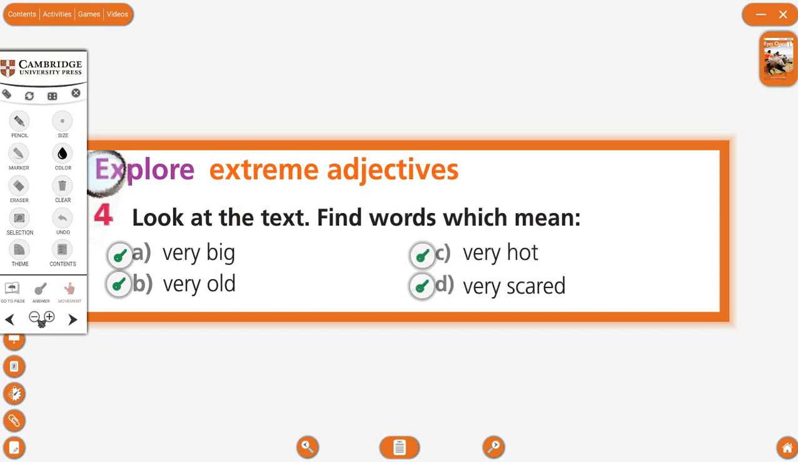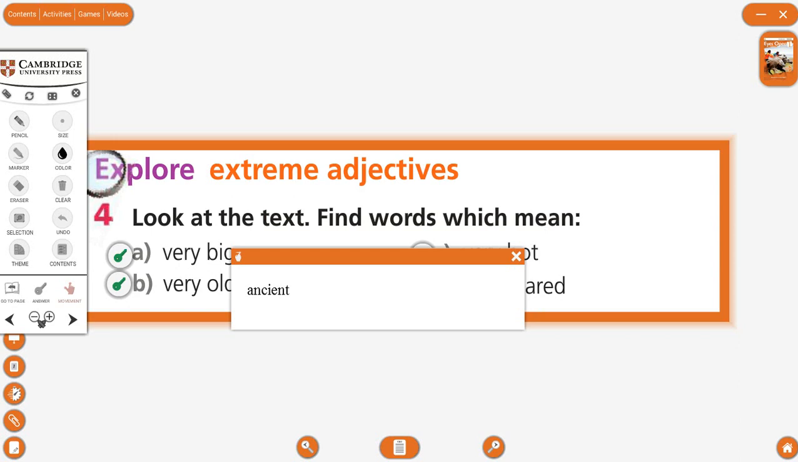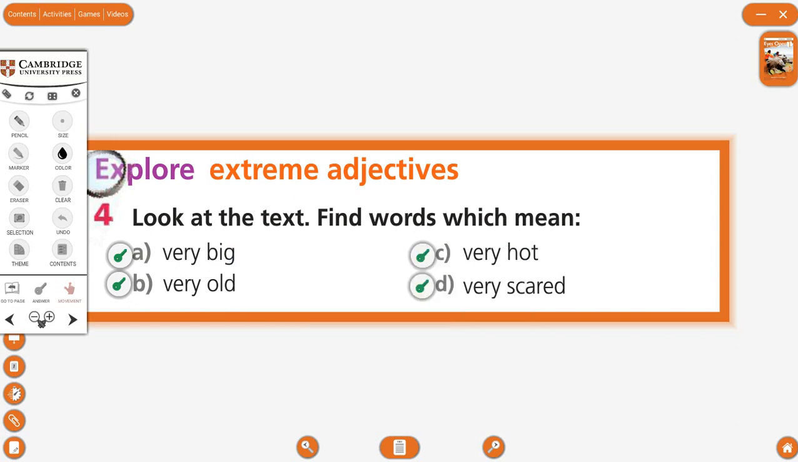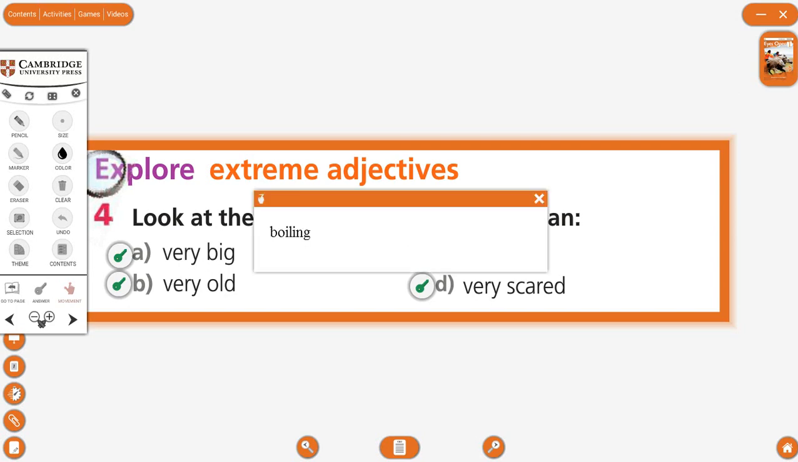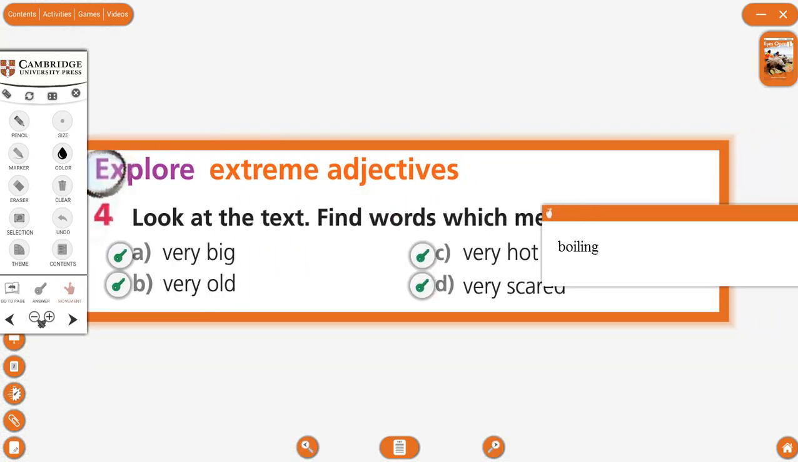And very old. Çok eski. What does it mean very old? Antique, in Turkish, antique. Ancient. Yes, very old, ancient. And very hot. Can you remember that kaynar in Turkish? Kaynar, kaynayan, çok sıcak in the text. Boiling. Yes, right here, boiling.